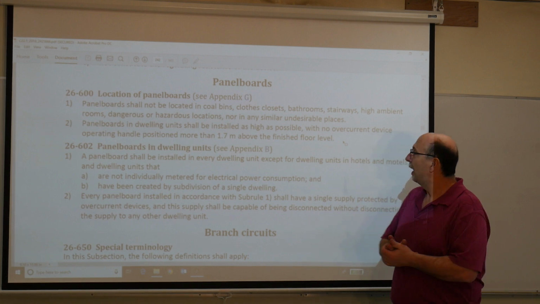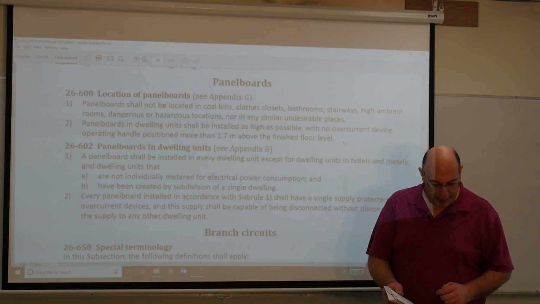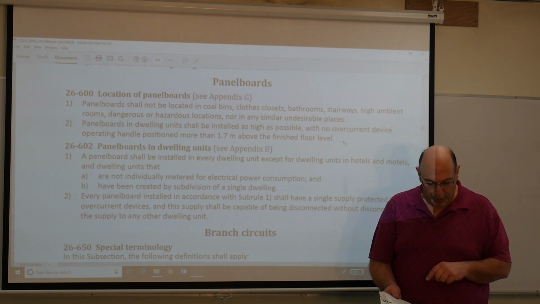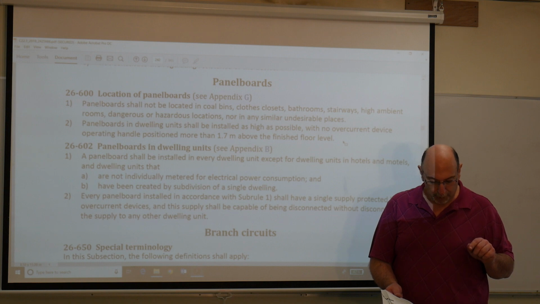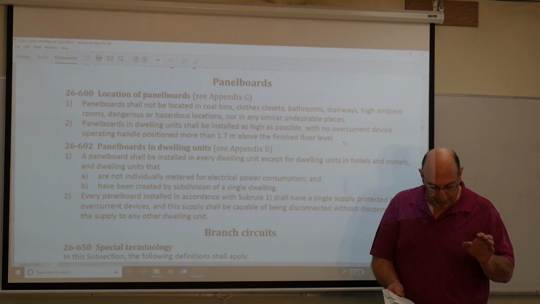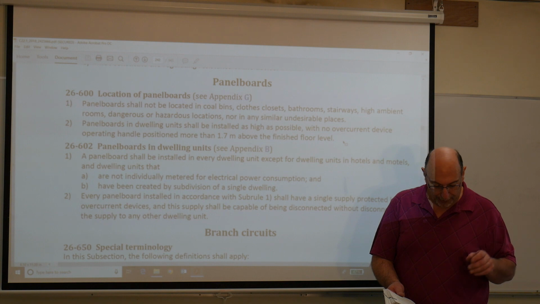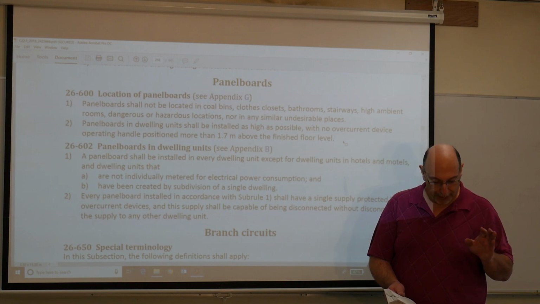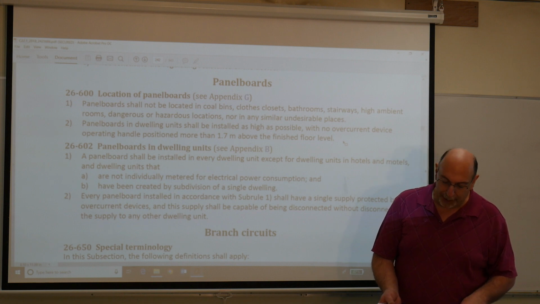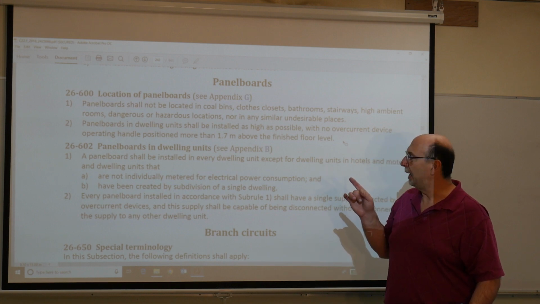Now, first of all, I just want to get you to reference back to 6-206, page 98 of your code book. If you have a quick flip back there, this talks about consumer service equipment location. If you happen to notice in subrule C, it talks about panel boards not being located in coal bins, closed closets, undesirable locations, etc. Well, it happens to be also here in section 26.